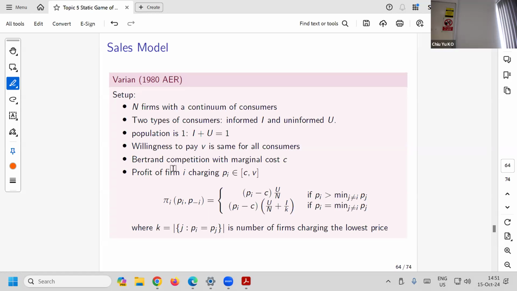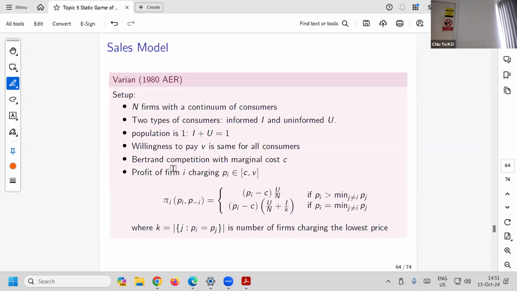And the size of the market we normalize to 1. To keep it simple, we use what we call Bertrand competition, where firms are competing in price, because I want to study the price behavior. That's why I don't use Cournot. So it's a Bertrand competition with some consumers who know all the prices and some consumers who don't know the price except of one company. There are many companies, and each has what we call loyal customers.